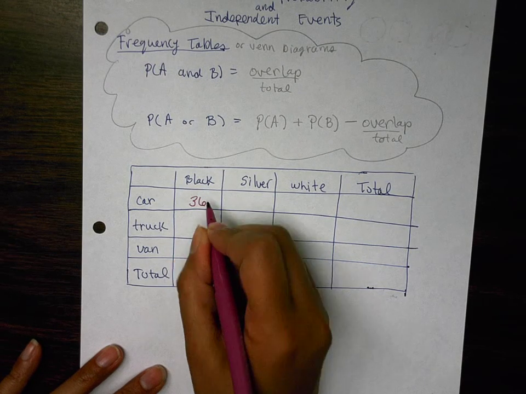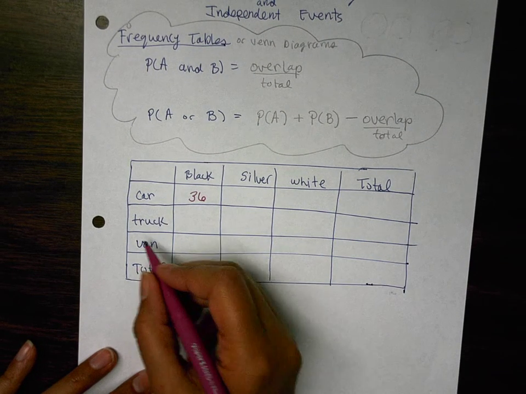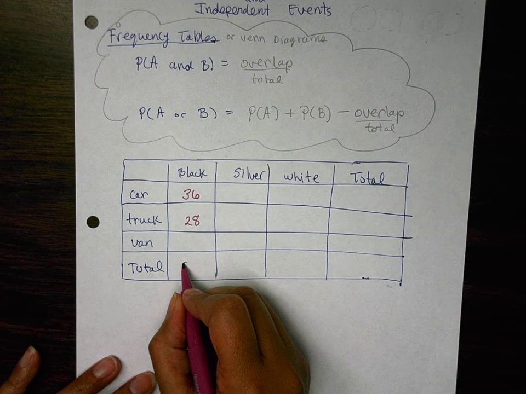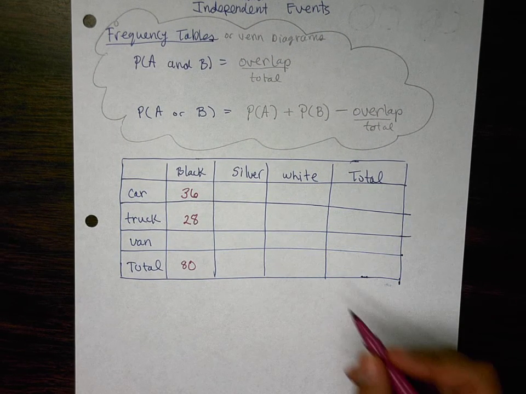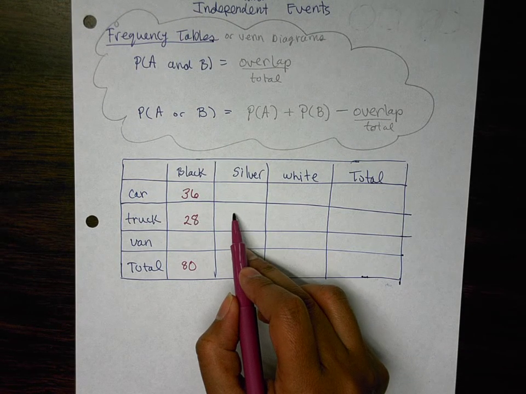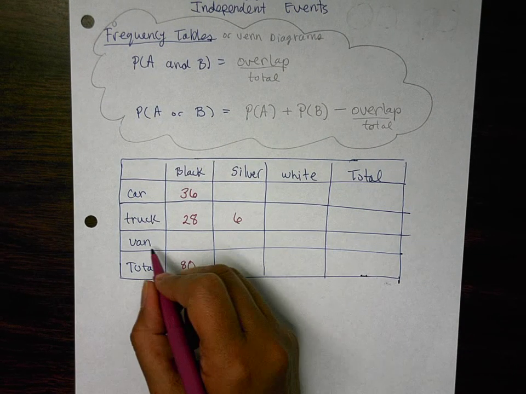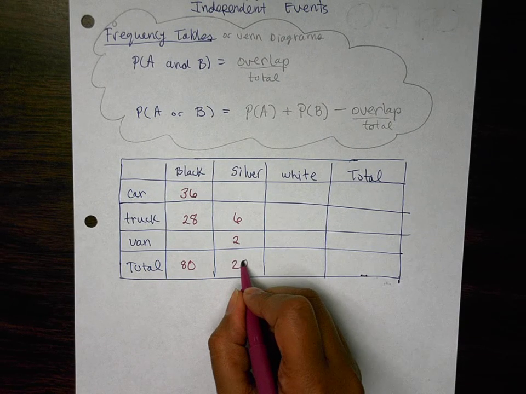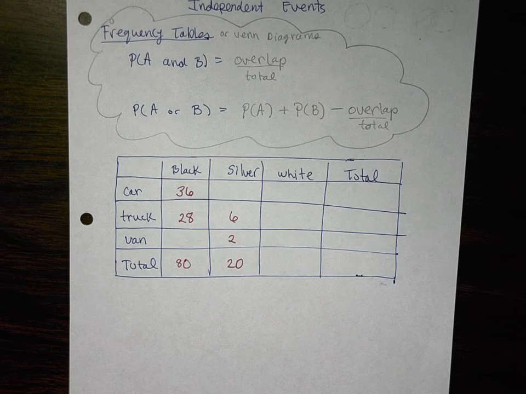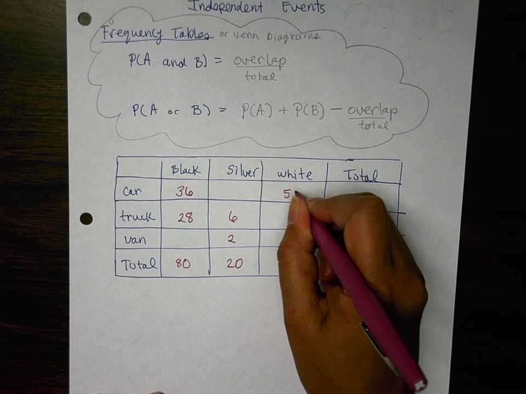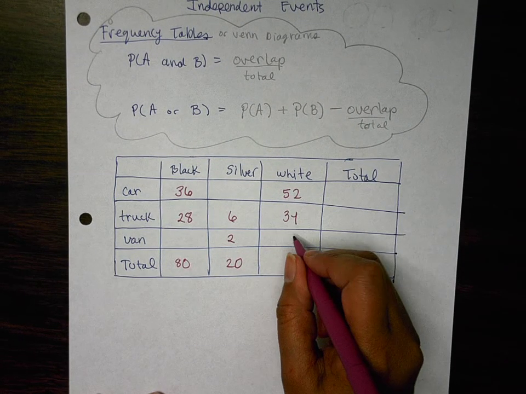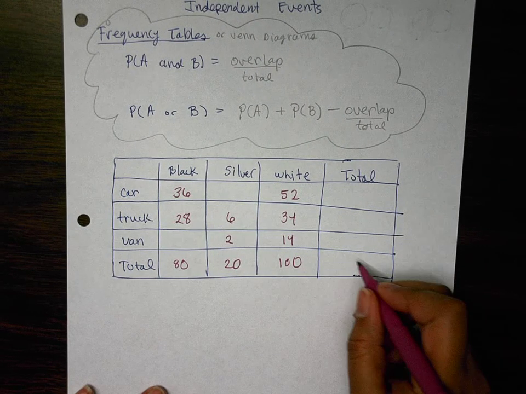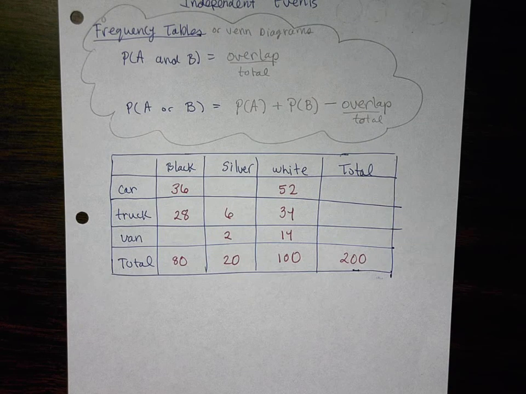This is 36 for a car that is black. A truck that is black is 28, and the total black is 80. All right, silver. I'm not going to give you the car, but I'm going to give you a silver truck is 6. A van that is silver is 2, and the total is 20. I'm going to go to the white column. I'm going to give you all of those: 52, 34, 14, and 100. And the last number I'm going to give you is the total in that bottom right corner.